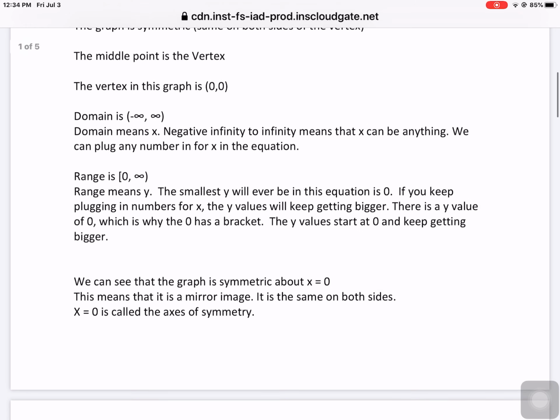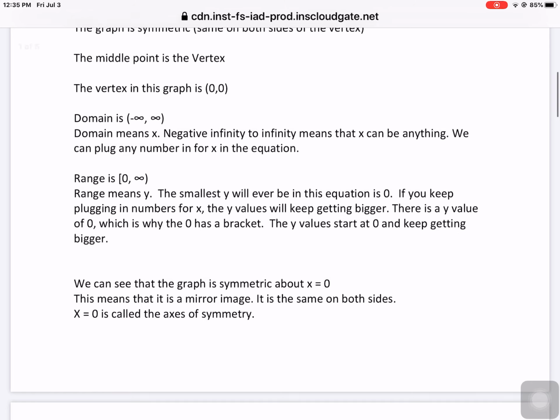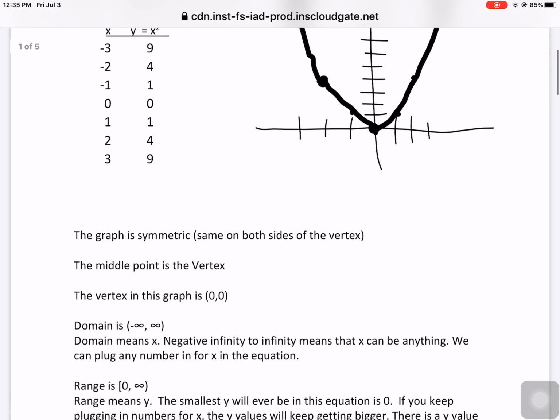Okay, we can see that the graph is symmetric about x equals 0. This means it is a mirror image. It is the same on both sides. So x equals 0 is called the axis of symmetry. Symmetry is like a mirror image. So the axis of symmetry means x equals the number where it is symmetric about. Okay, and we can see that the middle is at x equals 0.